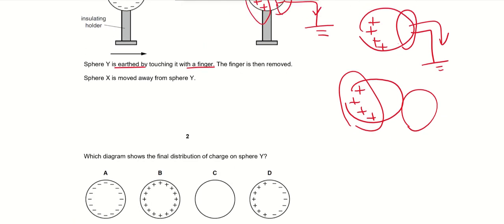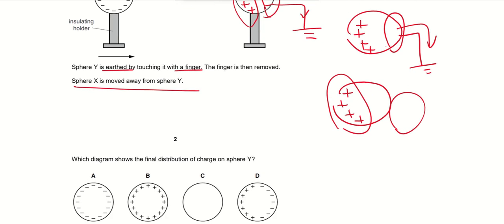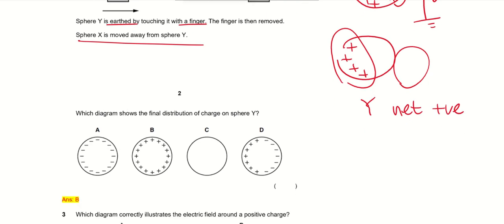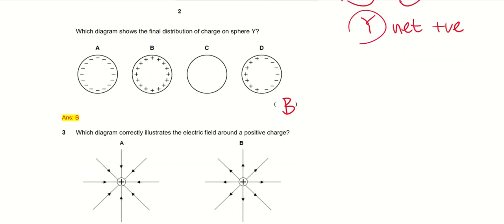After that, X is moved away. That means it's no longer under the influence. So now my Y, the whole object, becomes net positive charge. The electrons within Y will redistribute themselves. The protons cannot move, so actually there are still electron and proton pairs inside. The electrons will redistribute themselves, and so answer will be B.